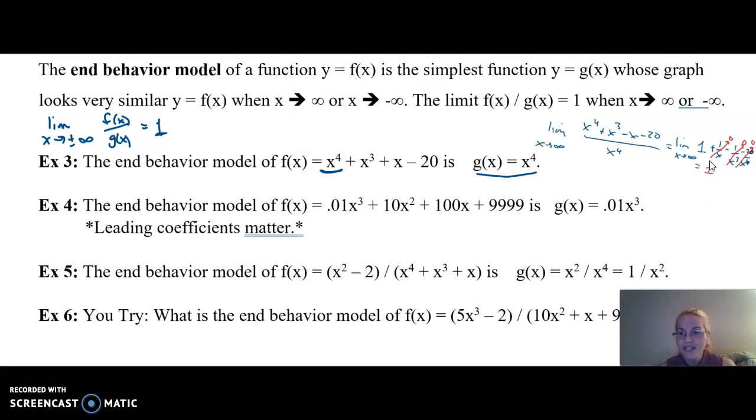So, because the limit needs to be 1, the leading coefficients matter as well. So in example 4 here, the end behavior of f of x, 0.01 x cubed plus 10 x squared plus 100x plus 9,999, is again, you look at the leading term and you must also include the coefficient. So that if you were to take f of x and divide by g of x, you would have 0.01 divided by 0.01 would give you that limit equaling 1. So the leading coefficients matter. So with polynomials, you grab the leading term and its coefficient.